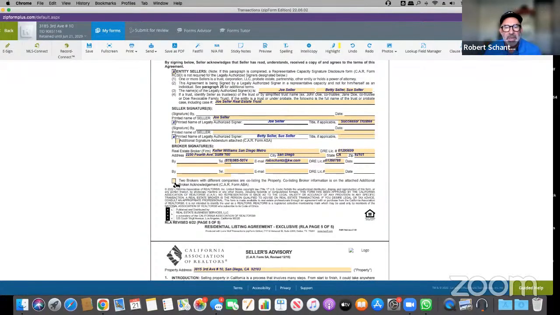And then this box right here, 2 brokers with different companies are co-listing the property. So this happens very rarely. We don't like it because it kind of figures out, well, who's running the transaction. But it does happen, especially on luxury type properties. People might co-list with a luxury brand, even though we have our own luxury brand, or they might know 2 agents and say, I can't make a decision. Can you both represent me? You would check that box. And then the CAR form ABA would be incorporated.